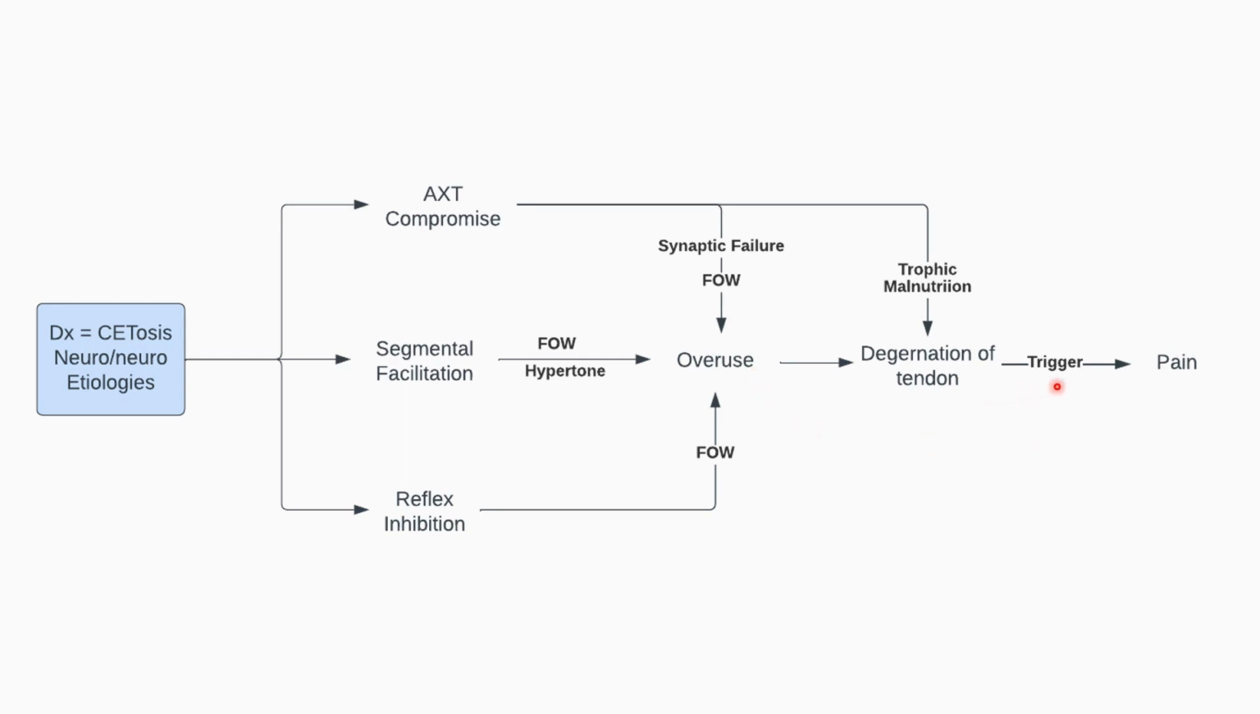Degeneration of the tendon, trigger, and then pain on nociception, with the nociception causing more segmental facilitation, so on, so on, so on. Or there's reflex inhibition, which causes force output weakness, leads to overuse, degeneration of the tendon, trigger, and then pain again. So you can see they all come down to the same thing, basically. Degeneration of the tendon, and then a trigger applied to the top of it.